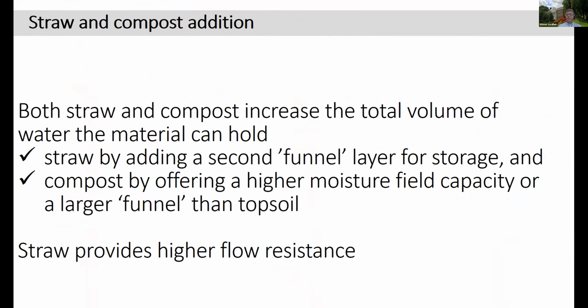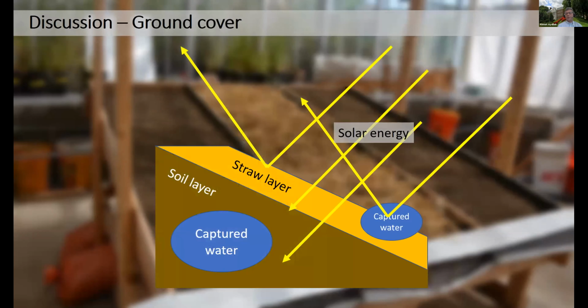We are thinking that straw addition creates a second funnel layer of storage, and compost, as we mentioned before, increases the high moisture holding capacity and a larger funnel than what you would obtain with a topsoil. And straw, as we mentioned, has higher flow resistance, so it is another element to limit the runoff as well.